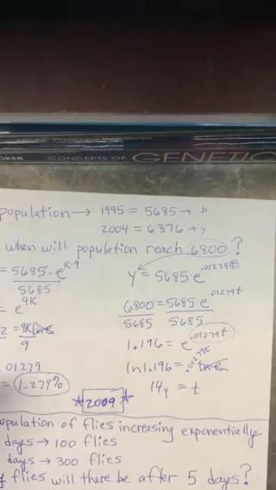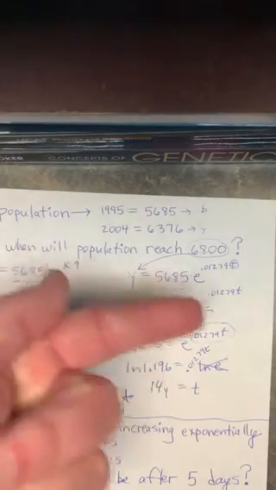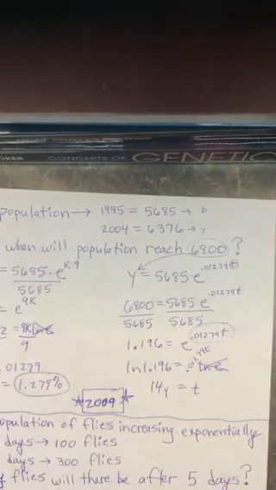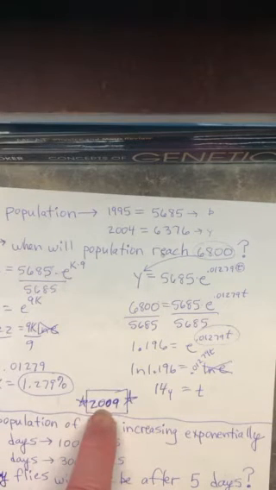So you can use population growth models. It could be financial growth models to see when a certain stock's going to reach a certain number, but you can make predictions as to when something's going to happen. Okay?